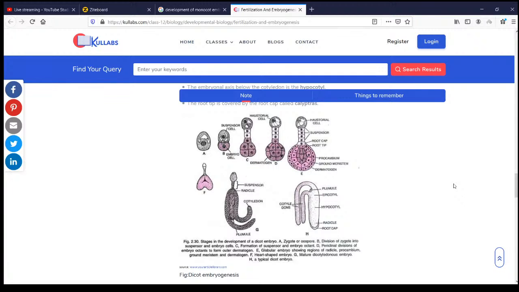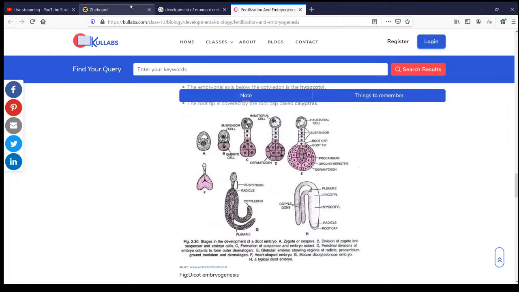So the zygote transversely forms the terminal cell and the basal cell. The basal cell, which is the larger one and lies towards the micropylar end, does not divide again, but becomes transformed directly into a vesicular cell.